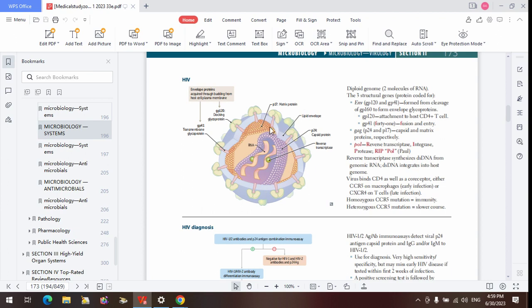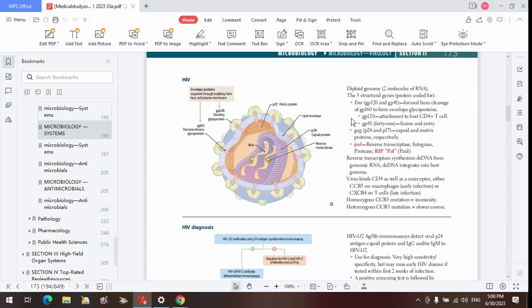HIV has an RNA genome. The genome of HIV has 2 positive-sense RNA strands. You can see the 2 RNA strands there. That's about the genome of HIV.